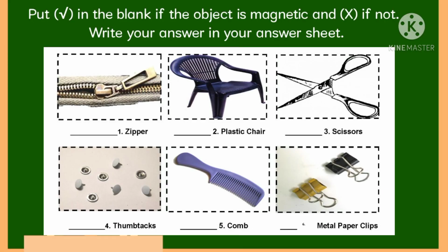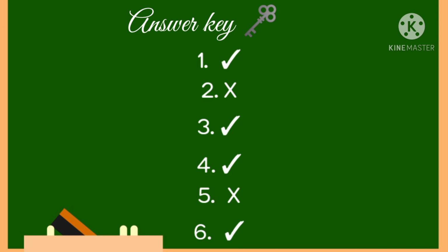Okay, let's now check your understanding. Put a check in the blank if the object is magnetic and X if not. Write your answer in your answer sheet. Now, check your answer. Do you get the right answer?